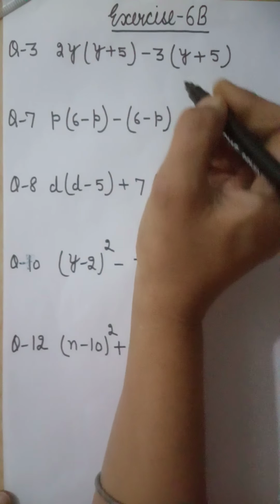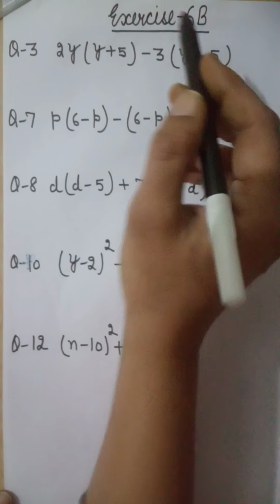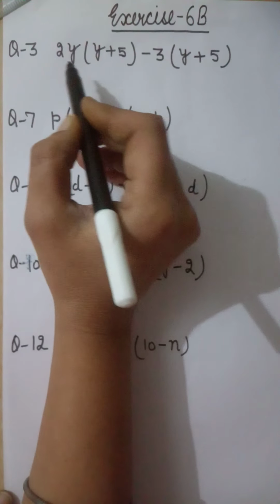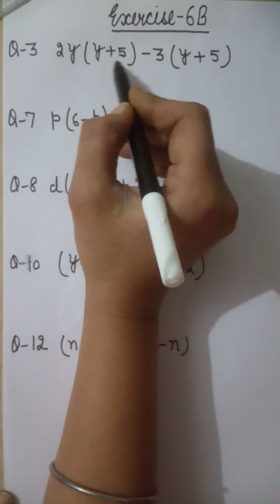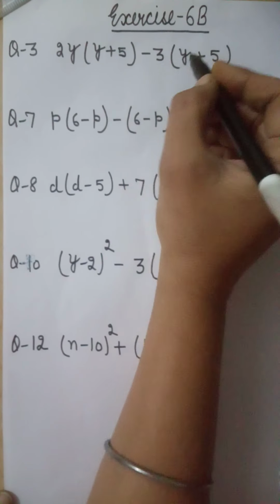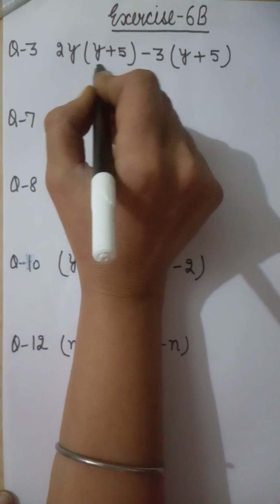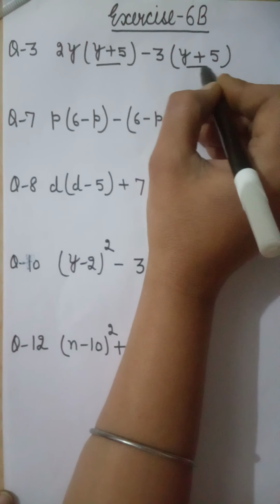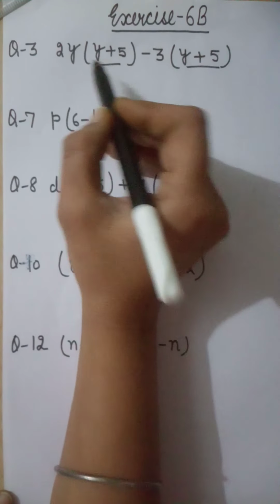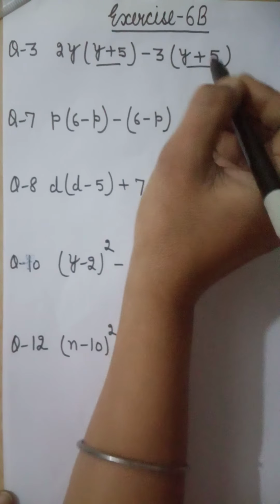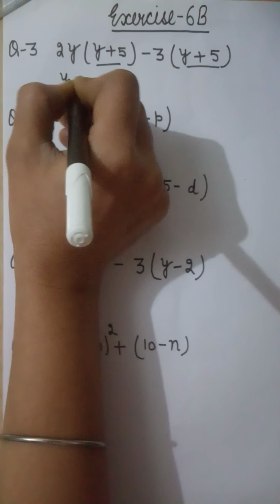Now let us start with exercise 6b. Now it's question number 3. Factorize 2y(y + 5) − 3(y + 5). Now in this question we can say here (y + 5) and (y + 5) is common in both the terms. So we can write this (y + 5) as common.